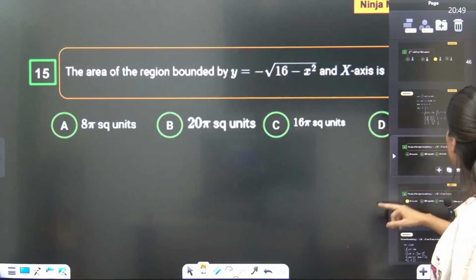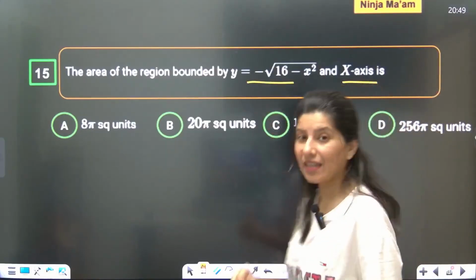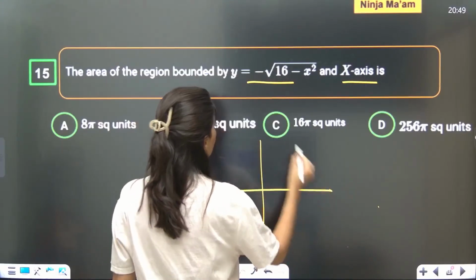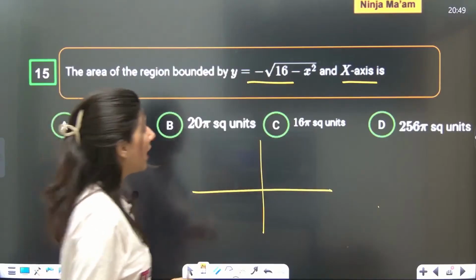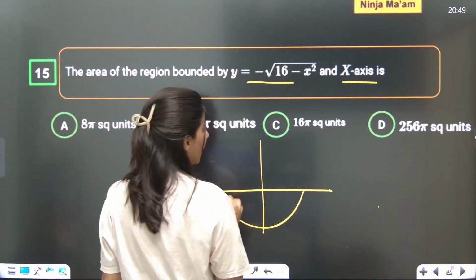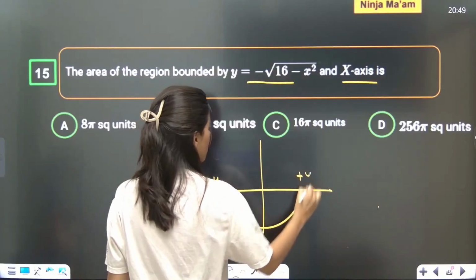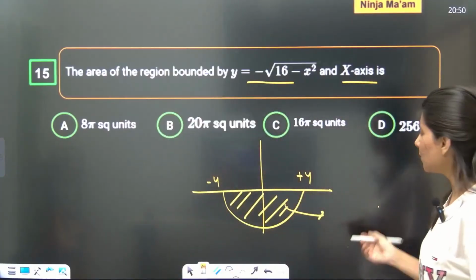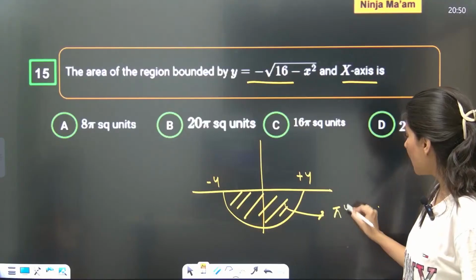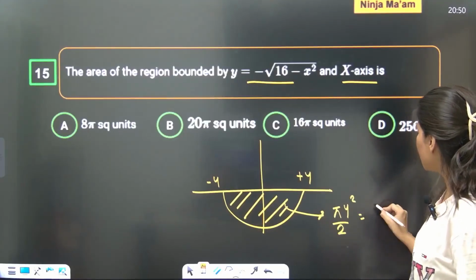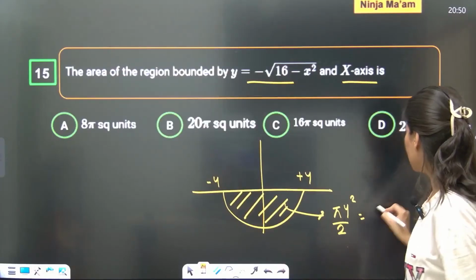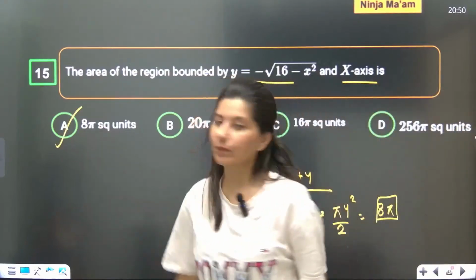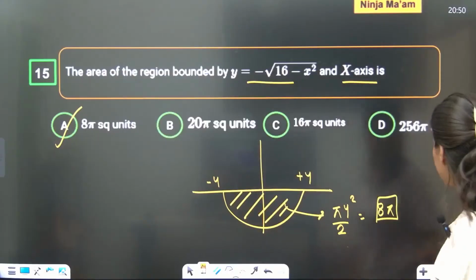Now the next question, area of the region bounded by this and the x-axis. First of all, what is this area? This is actually a circle whose radius is 4 units, and the area will be below the x-axis. This is minus 4, this is plus 4. So this is the area they are talking about, correct? This area is pi r square by 2, so 16 pi by 2, which is 8 pi. 8 pi is the correct answer, option A. Option A is absolutely correct.